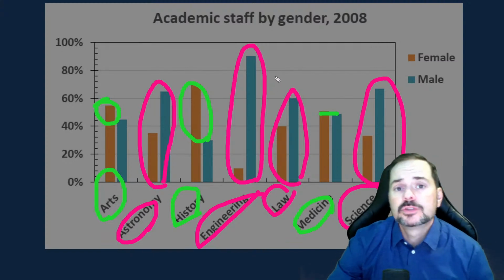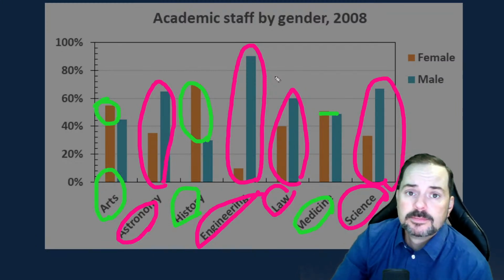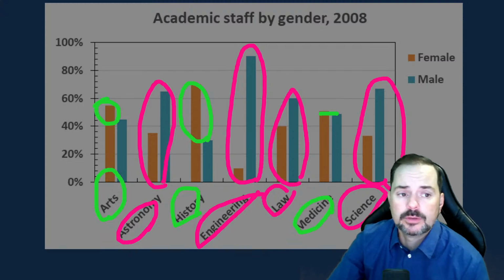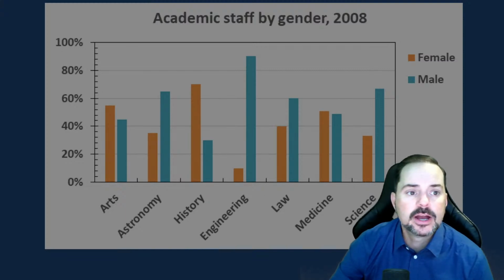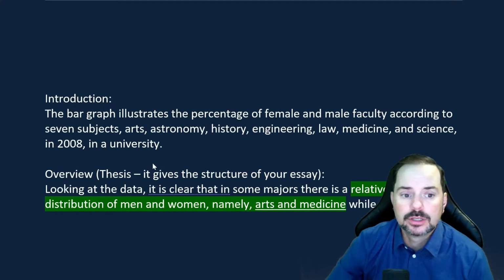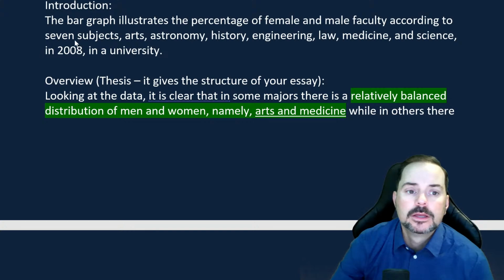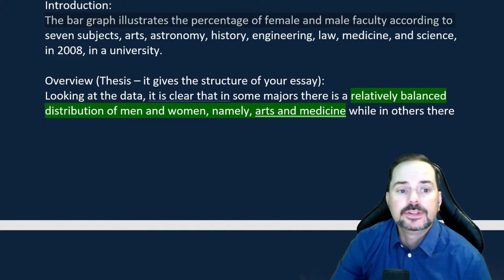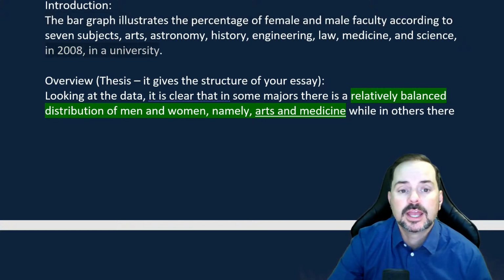And students, yes, you can do this in 20 minutes. So if you practice, to be honest with you, if I were doing this by myself, I would have done this in 10 minutes. But you can certainly do it in 20 when you practice the correct way, okay? So hopefully everybody sees that. Now we can, and we should, review the entire essay to make sure that it makes sense, okay? So the bar graph illustrates the percentage of female and male faculty according to 7 subjects: arts, astronomy, history, engineering, law, medicine, and science in 2008 in a university.